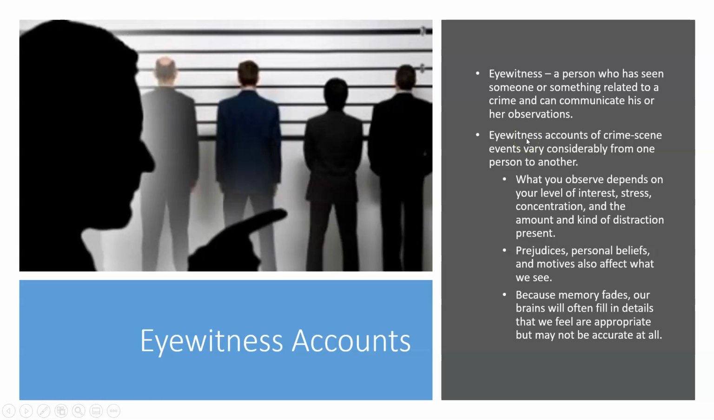Eyewitness accounts of a crime scene events vary considerably from one person to another, and again, that is based on those same things that we talked about in the previous slide. How much stress that individual is under, how much distraction that individual is under, how many people are in the group that individual is in, specific stresses, specific fears, the amount of distraction, prejudices, and personal beliefs and motives also affect what that individual eyewitness sees.